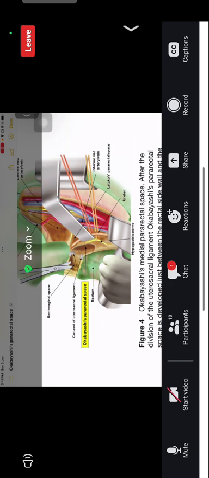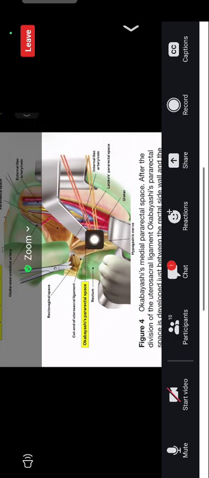Where is it? It is in the dorsal parametrium. There are three parts of the parametrium: lateral, dorsal, and ventral. So here we are discussing the dorsal parametrium. This is the dorsal parametrium. Okay. Shall I proceed?